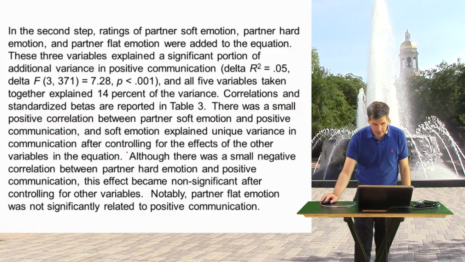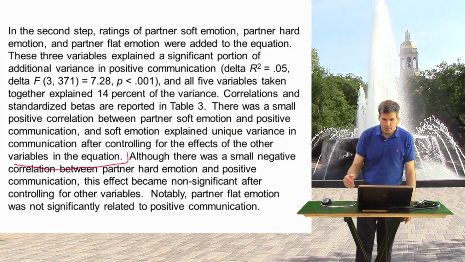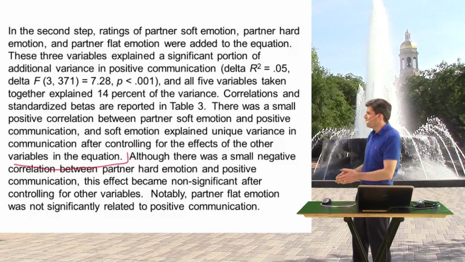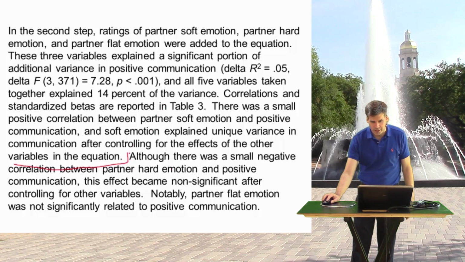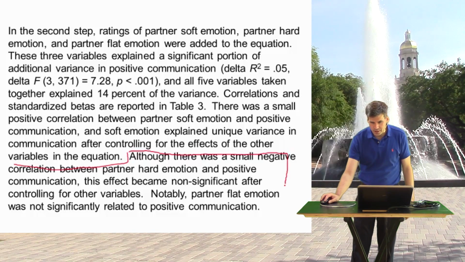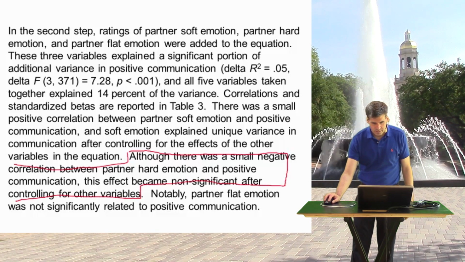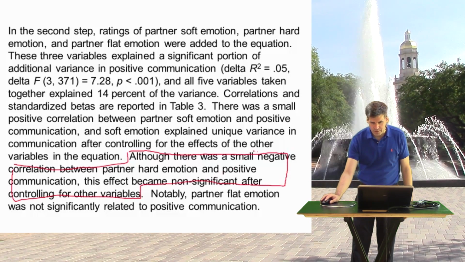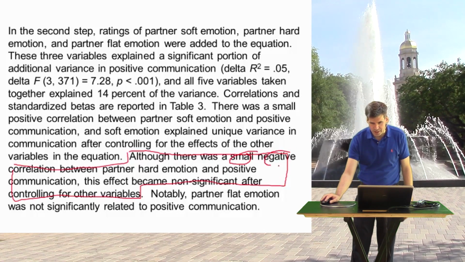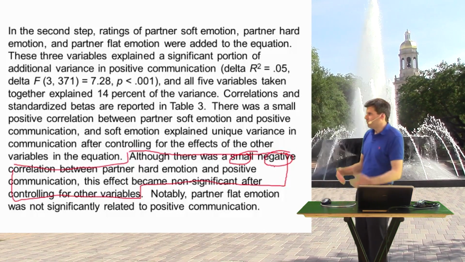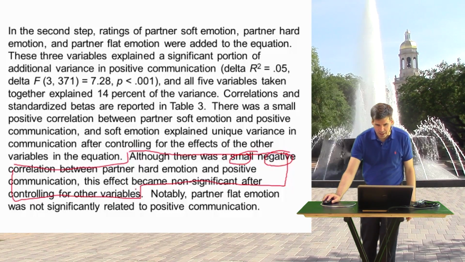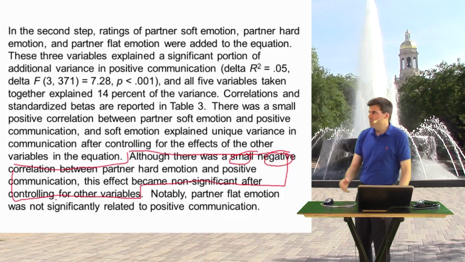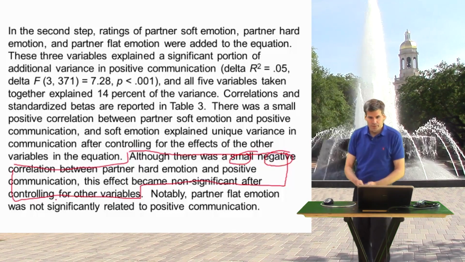Next we have, although there was a small negative correlation between partner hard emotion and positive communication, this effect became non-significant after controlling for the other variables. So that's the situation where we had a significant correlation and a non-significant beta. And again, with a correlation, we've given the size, it's small. We've given the direction, it's negative. And by the fact we mention it, it implies that it's significant. And then we say that this effect became non-significant after controlling for the other variables because the beta weight was not significant in step 2.